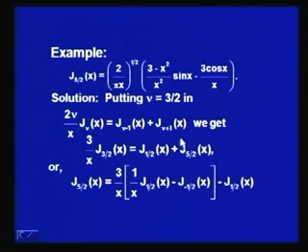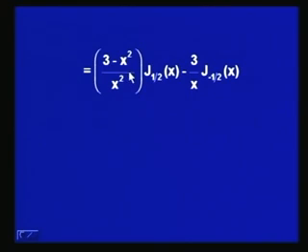So, making use of this recurrence relation and taking nu equal to 3 by 2, we get 3 by x j 3 by 2 x equal to j half x plus j 5 by 2 x, or we may write j 5 by 2 x equal to 3 over x j 3 by 2 x minus j half x. The value of j 3 by 2 x will turn out to be, taking nu equal to half, 1 by x j half x minus j minus half x. So, the value of j 5 by 2 x becomes 3 by x into 1 by x j half x minus j minus half x, minus j half x, and when we simplify this, we get the right hand side as 3 minus x square over x square into j half x minus 3 over x j minus half x.